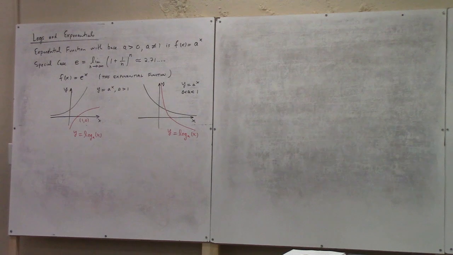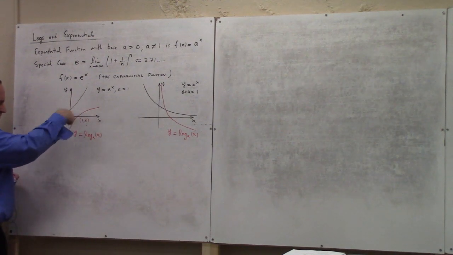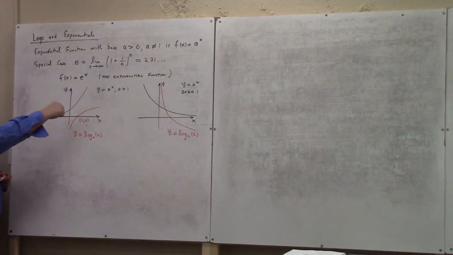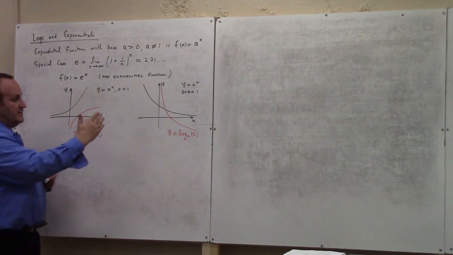And even though the picture looks different for base less than 1 versus base greater than 1 for the logarithm, they actually have the same range, right? The difference is that for base greater than 1, as you approach 0 from the right, it's going to minus infinity here, right? Whereas if the base is between 0 and 1, as you approach 0 from the right, you're going to plus infinity.